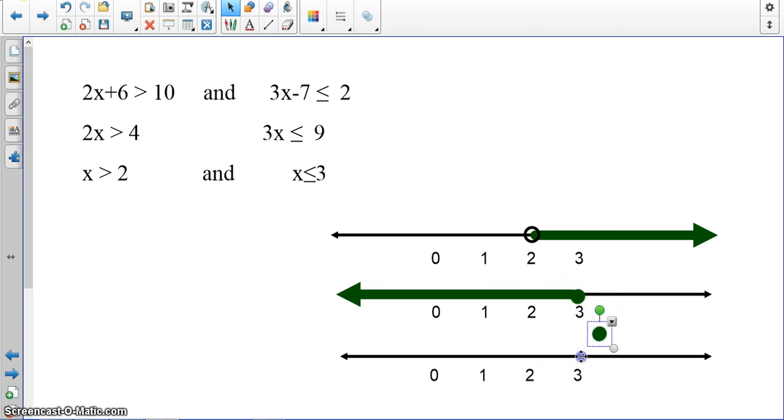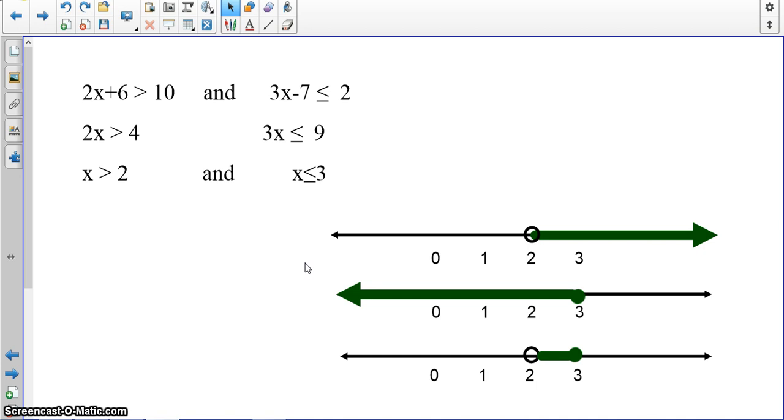So we include 3, but we don't include 2, and we shade in between. So there we go. We have all the numbers between 2 and 3, not including 2, because it says x has to be greater than 2, but then it's also got to be less than or equal to 3.